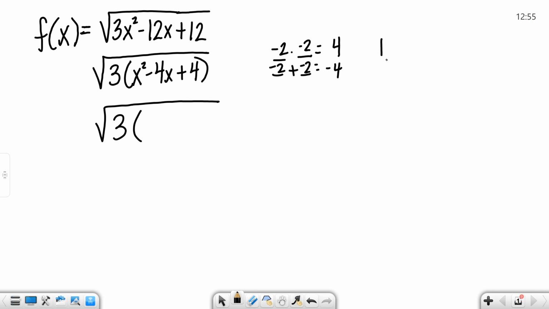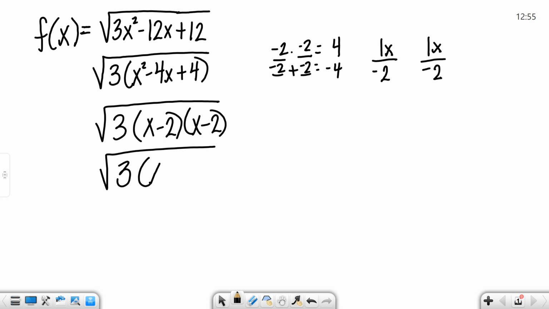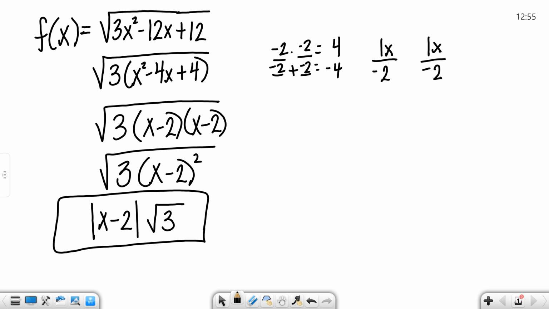I like faux fractions. My a value with x over one of them, my a value with x over the other. So I have x minus 2 times x minus 2. Now a better way to write that is x minus 2 squared. Because now I can take the square root of that x minus 2 squared, and I get the absolute value of x minus 2, but that 3 has to stay inside that radical.